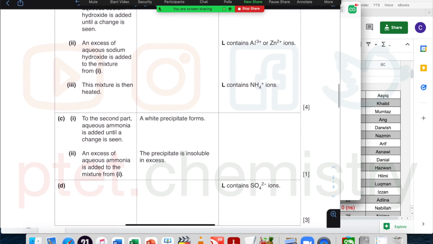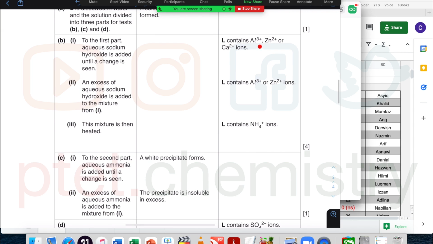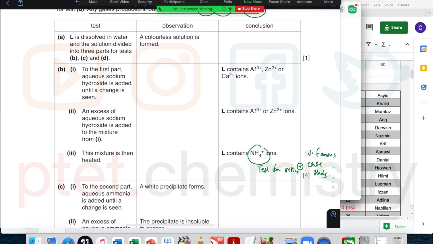Yep, okay, I have something to say, actually. When you have this thing here, it could be this, or this, or a white precipitate that dissolves in excess NaOH. It could be this or this. It contains NH4 plus. In your test for NH4 plus, this is a very famous case study. If you see a lot of questions, it comes down to these ammonium ions. But any gases produced should be identified by test, result, and the name. You haven't mentioned the gas here, but there's a gas being formed.